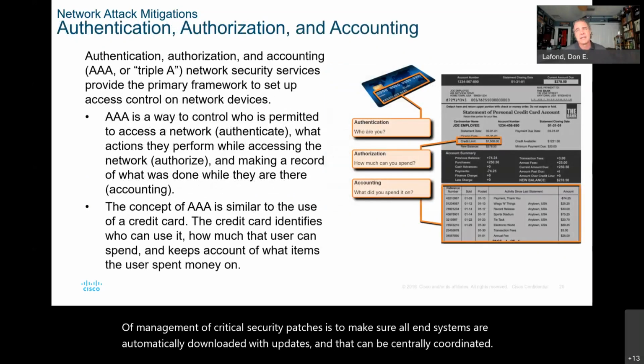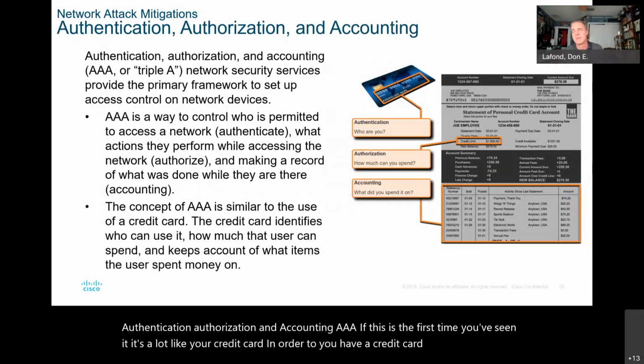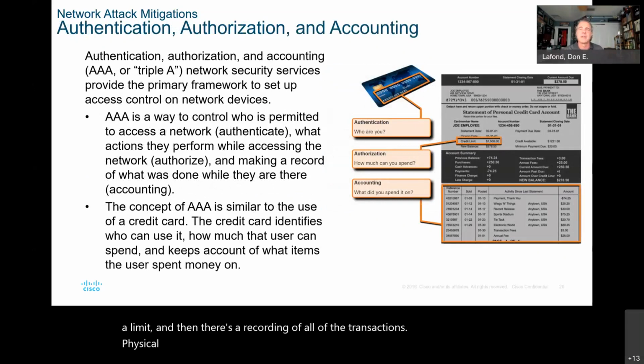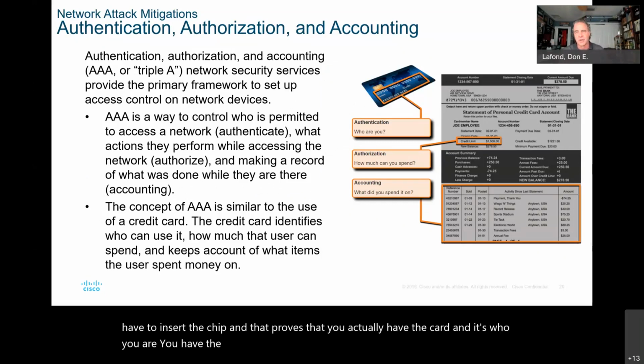Authentication, authorization, and accounting, AAA. If this is the first time you've seen it, it's a lot like your credit card. You have a credit card. That credit card has a limit, and then there's a recording of all of the transactions. The physical, who you are, is that credit card in hand. You have to swipe the card today. You have to insert the chip. And that proves that you actually have the card and it's who you are. You have the password once you insert the card.